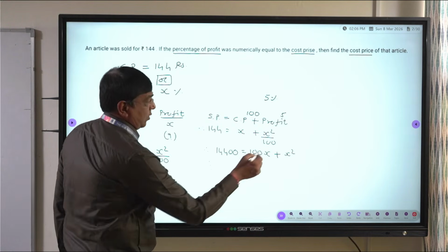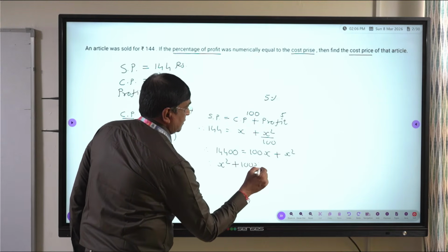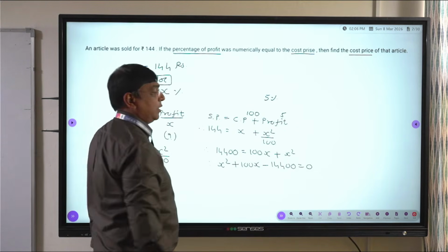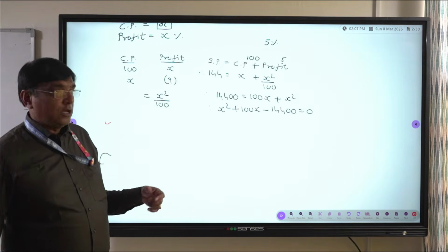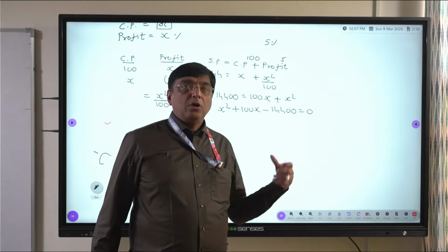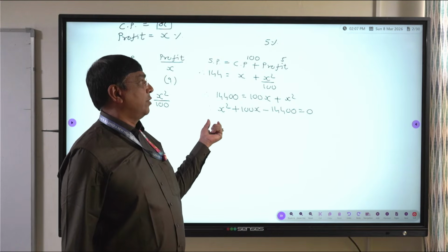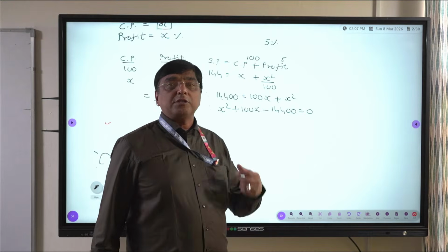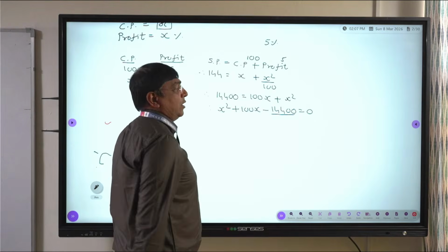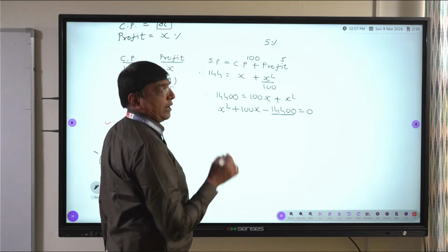Convert it into standard form. So x square plus 100x minus 14400 equals 0 is your quadratic equation. You can solve this equation either by factorization or the quadratic formula. If using the quadratic formula, then A equals 1, B equals 100 and C equals minus 14400. Otherwise, you can factorize 14400 such that the difference should be 100.